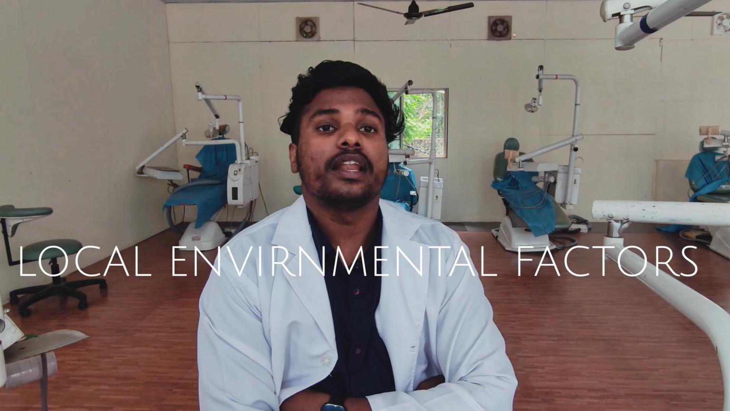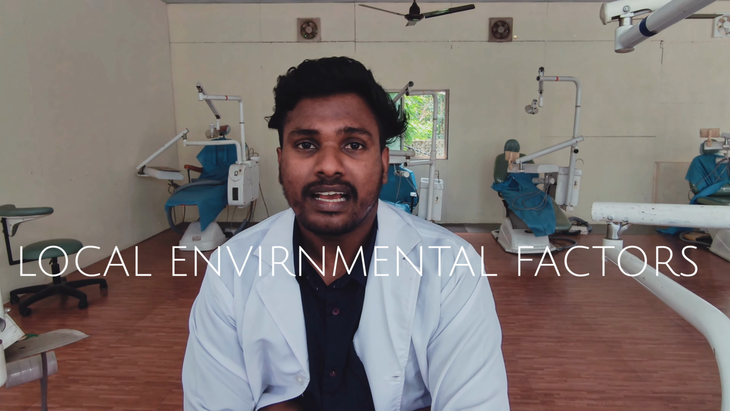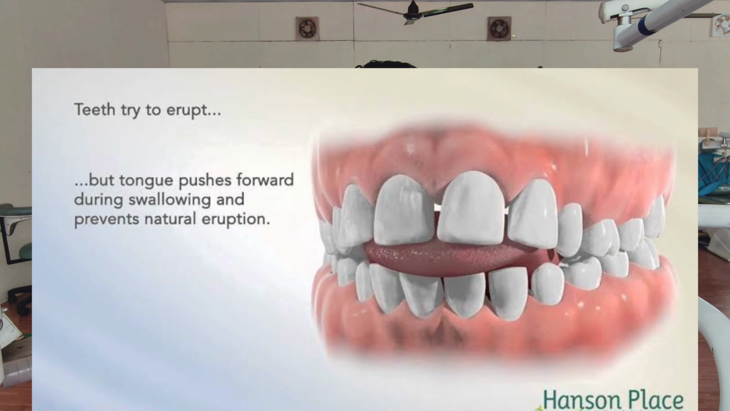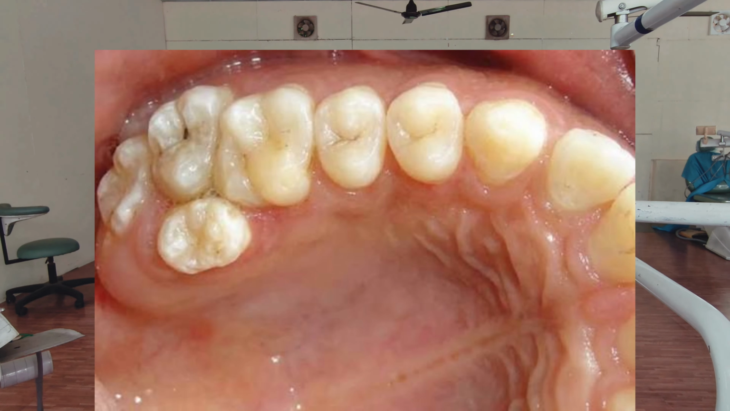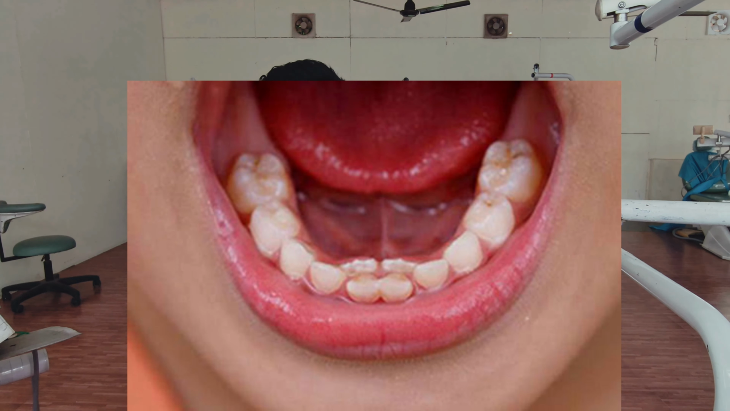Fourth one is local environmental factors. These act directly in the oral cavity and include thumb sucking, tongue thrusting, mouth breathing, premature loss of teeth, supernumerary teeth, retained deciduous teeth, and dental caries. These factors may disturb tooth eruption and occlusion.